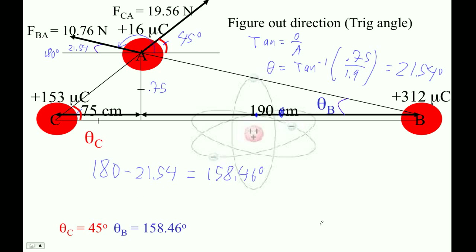So let's see if we got the answers right. Yeah, we did. So theta for C is 45 degrees. Theta for B is 158.46. These are the trig angles, right?